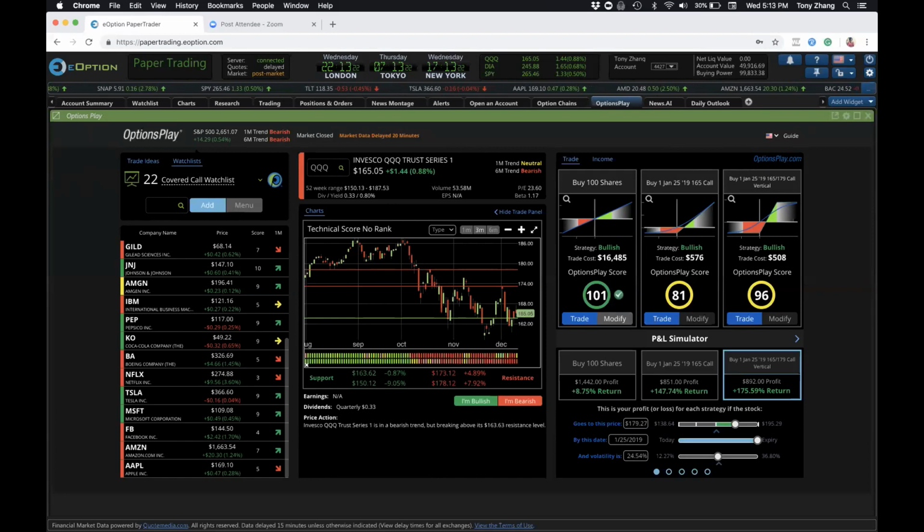Can you paper trade on OptionsPlay? You can't paper trade on OptionsPlay. You can paper trade at eOption. It does require you to have a live account first, though.